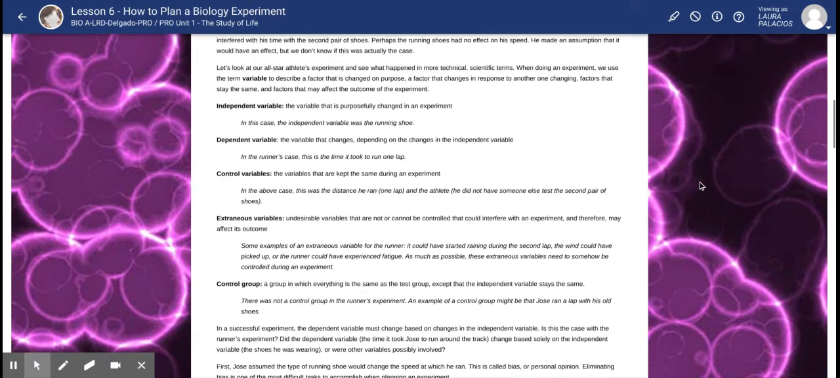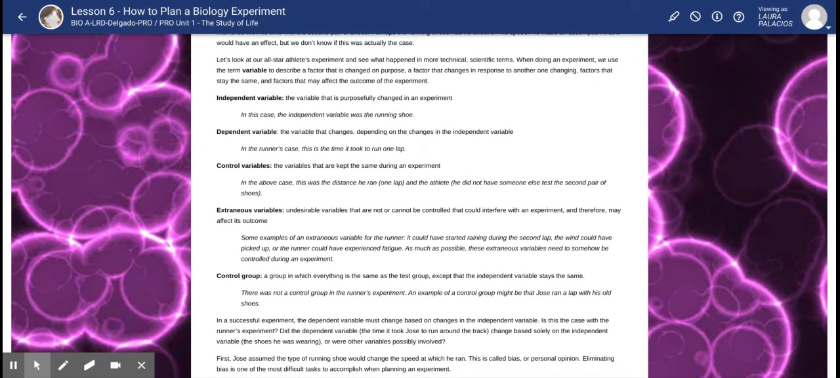Independent variable. This is a variable that is purposely changed in an experiment. In this case, the independent variable was the running shoe. The dependent variable is the variable that changes depending on the changes of the independent variable. In the runner's case, this is the time that it took to run one lap. So independent is purposely changed, dependent changes because of the independent variable.